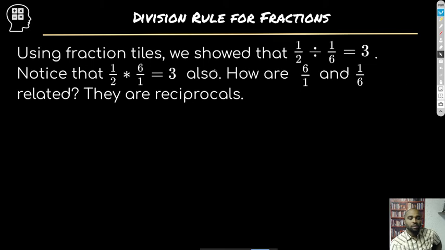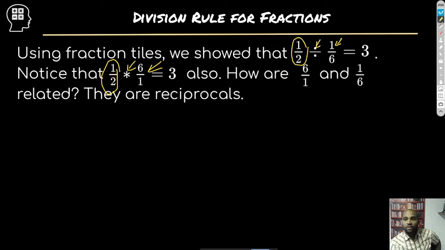All right, so using fraction tiles, we showed that 1/2 divided by 1/6 is 3. Notice that 1/2 times 6/1 also equals 3. How can that be? So notice the similarities, right? They both have 1/2. However, division is here, multiplication is here, and 1/6 is here, 6/1 is here. So what could be the difference here?